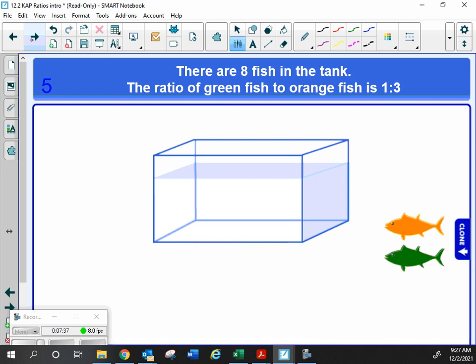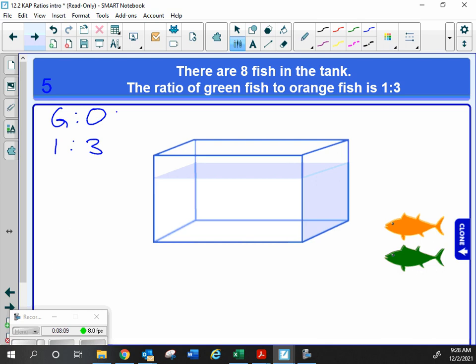So it says that the ratio of, oh, yeah, we just did this. Sort of, kind of. Let's look at it. It's a little different. So there are 8 fish in the tank, and the ratio of green fish to orange fish is 1 to 3. There's 8 fish in the tank. Okay? If I had a ratio of 1 to 3, it says green to orange was 1 to 3. Is that a part to part or a part to whole ratio? That is a part to part. But could I figure out the whole number?